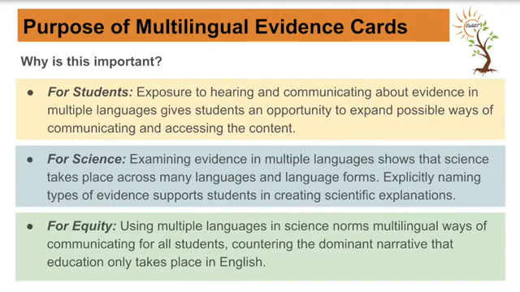In terms of science, using and examining evidence in multiple languages shows kids that science can take place, and does take place, across many languages and language forms. Explicitly naming these types of evidence for students helps them in creating scientific explanations. Finally, when we use multiple languages in science, it norms multilingual ways of communicating for students and counters the dominant narrative that education only takes place in English.